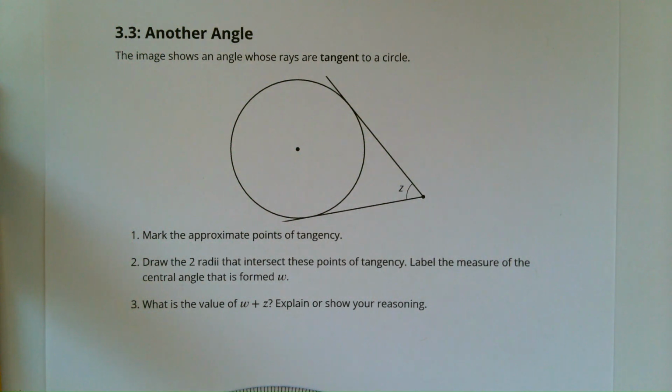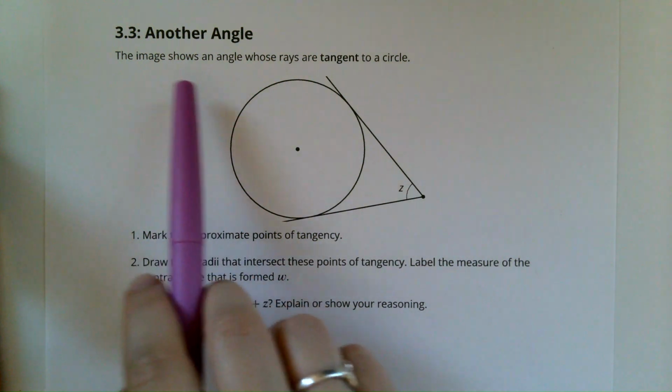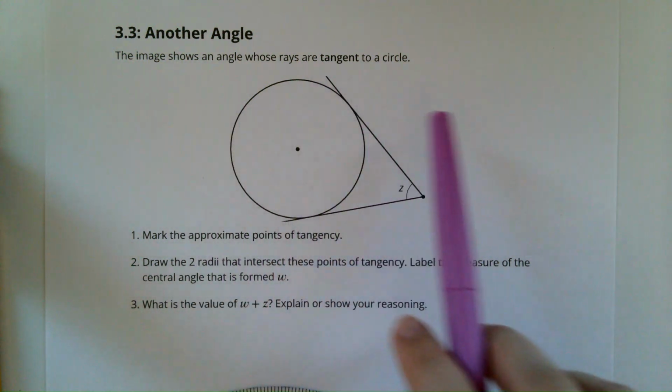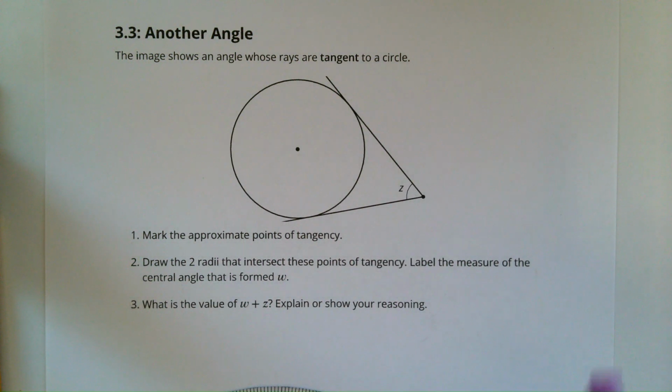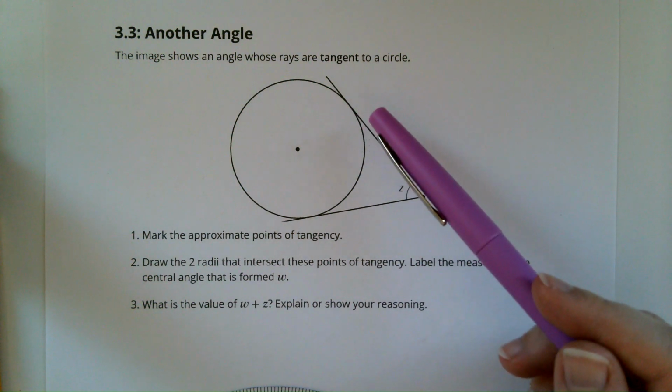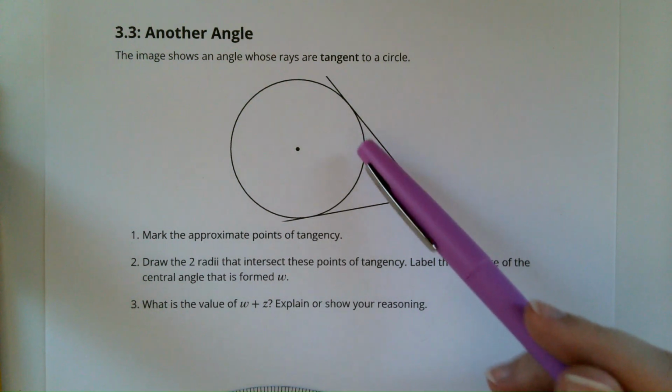Okay, let's pick up on 3.3 here. So we were just talking about tangent lines. It says the image shows an angle whose rays are tangent to a circle. So remember, a tangent line is just a line that intersects with a circle at exactly one point.